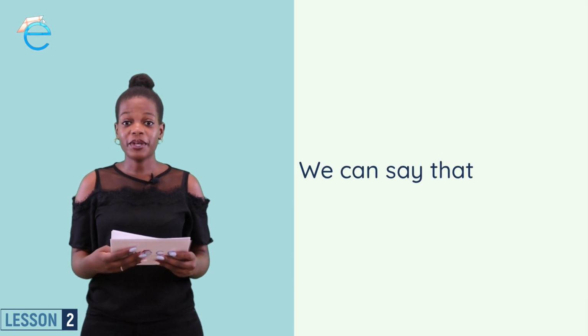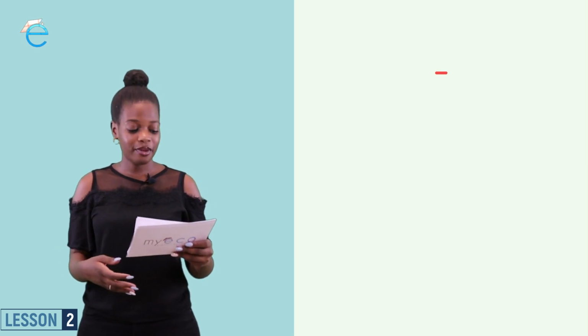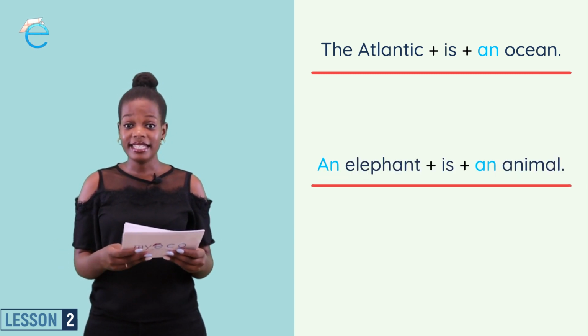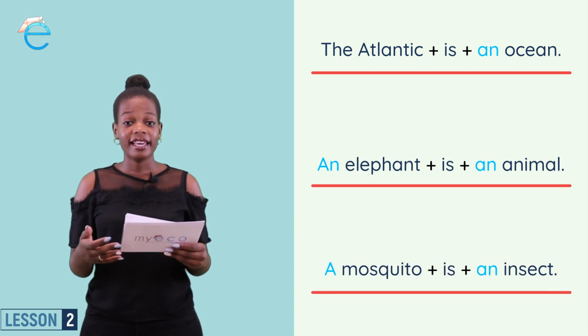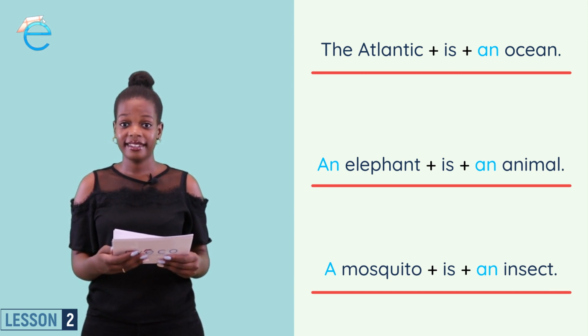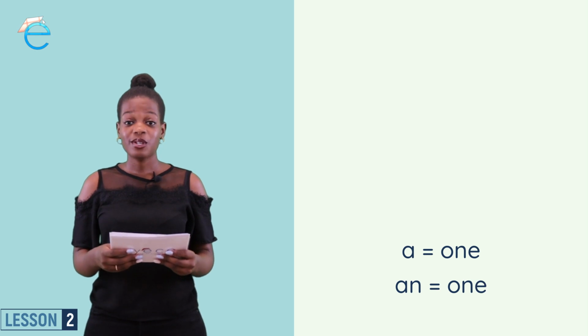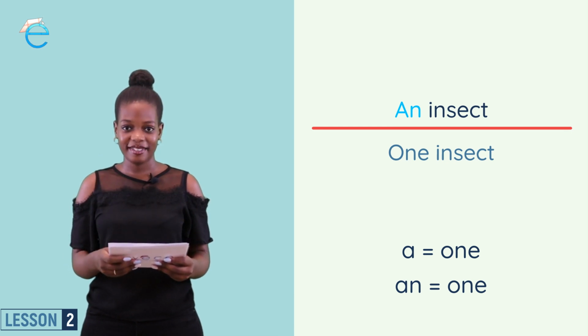So we can say that we use a before countable nouns. Now, in some situations, we don't use a, but we use an. For example, the Atlantic is an ocean. An elephant is an animal. A mosquito is an insect. Here we can see I'm using an. A and an have the exact same meaning. They both mean one. So when I say an insect, I still mean one insect.